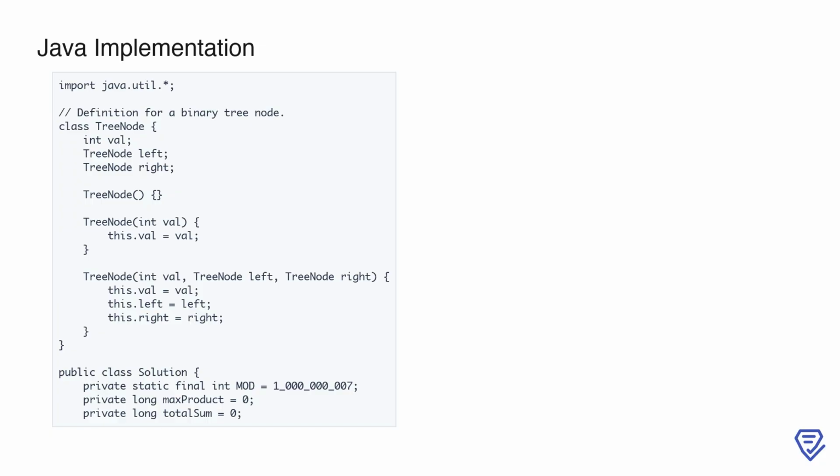Multiple constructors are provided to handle different initialization scenarios, such as creating an empty node, a node with just a value, or a node with both a value and children. Moving on to the solution class, we define two key variables, mod, which represents the modulo value of 10 to the power of 9 plus 7 to handle large numbers, and maxProduct, which will keep track of the maximum product of a tree split. Additionally, we define totalSum to hold the sum of all the values in the tree, which will be computed later. These variables are essential for solving the problem efficiently.